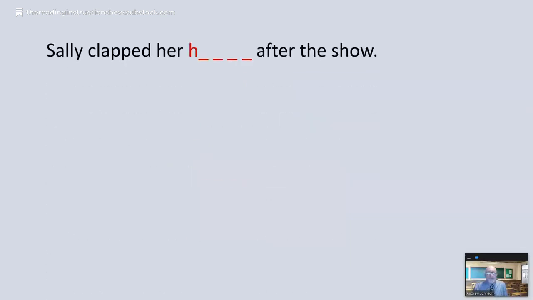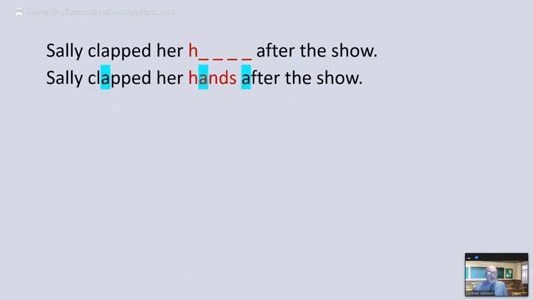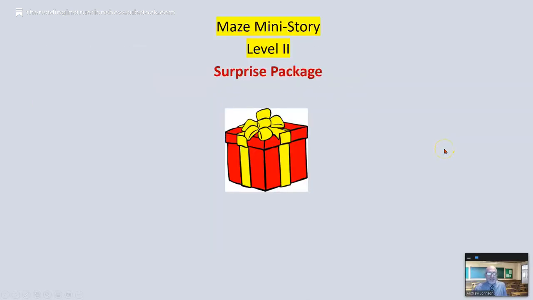Level 2. Sally clapped her blank after the show, and I'm reinforcing the short A. I should have put Sally there. Ask them to identify the short A words in each sentence.